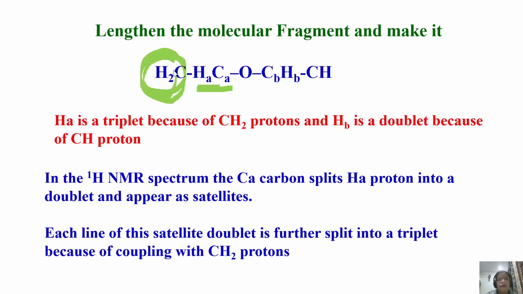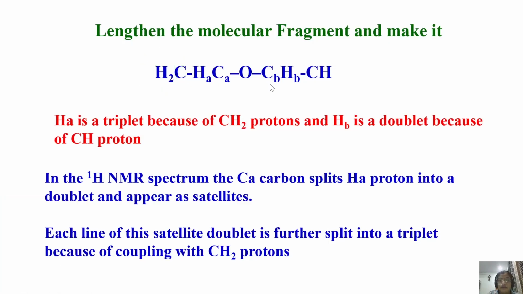Remember, when we wanted to analyze the A prime X spectrum, we broke the symmetry and we saw the coupling between protons in the satellite spectrum, which was invisible in the proton spectrum. Exactly similar now, this carbon is having coupling with this proton A and splits this into a doublet which appears as satellites at the proton chemical shift. Each component of the doublet will be split into a triplet because of the CH2 protons.